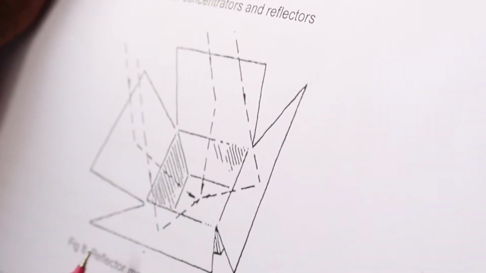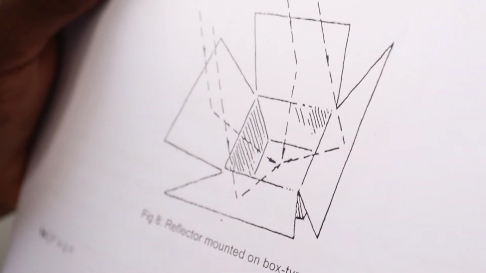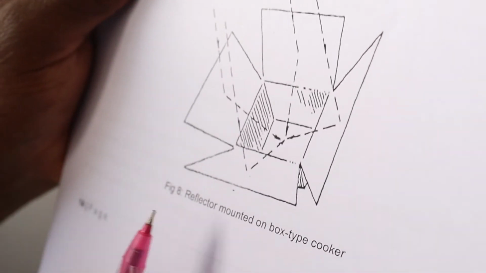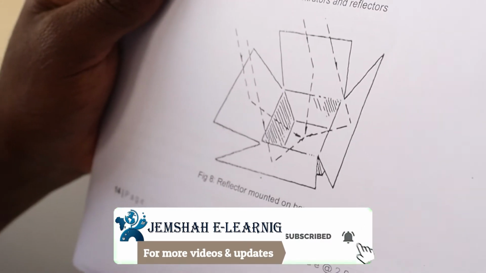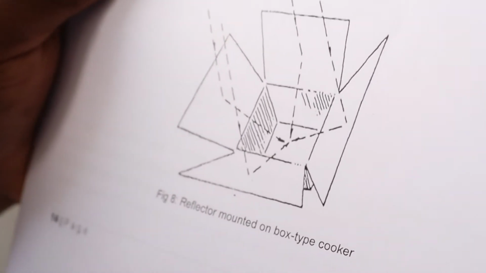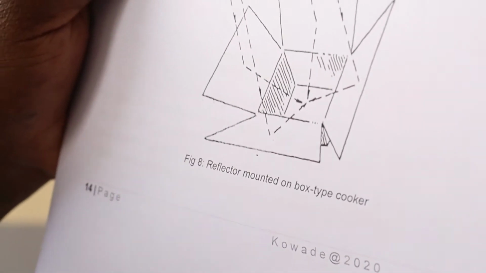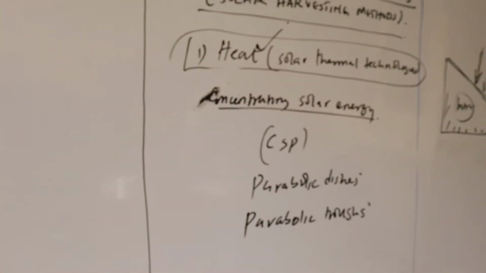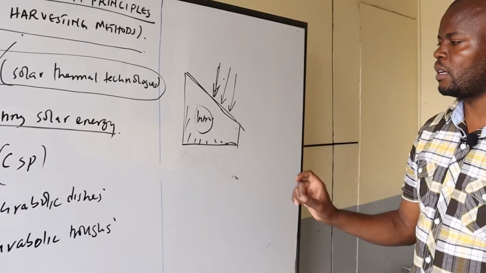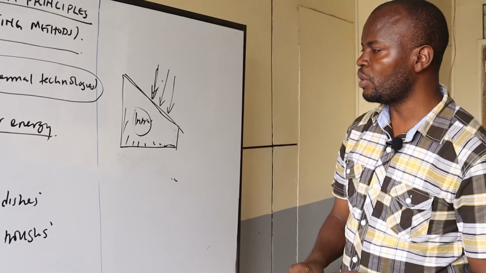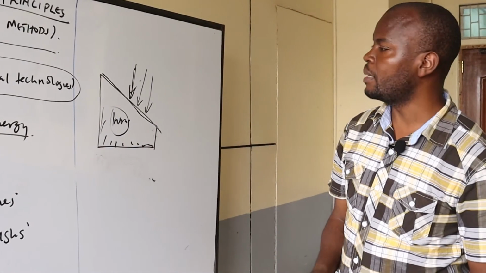The other one we can also talk about is the box-type cooker, which consists of a reflector mounted on the box-type cooker. This is also used in order to increase the temperature, and we can use it to cook. That is how we can harness the heat energy from solar radiation, or what we refer to as solar thermal technology. It's all about concentrating solar energy, and the major things we use are the reflectors as well as the parabolic dishes.